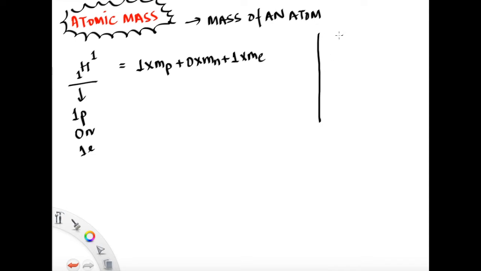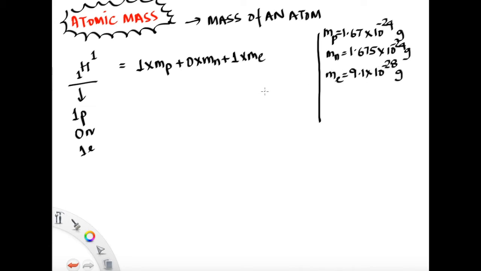Now, we know experimentally that mass of a proton is equal to 1.67 into 10 to the minus 24 grams, while that of a neutron is 1.675 into 10 to the minus 24 grams. Mass of a proton and neutron are almost equal. And mass of an electron is 9.1 into 10 to the power minus 28 grams.